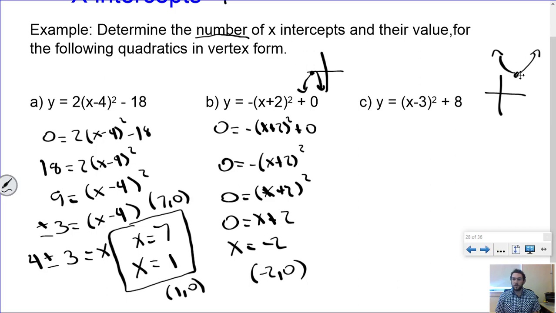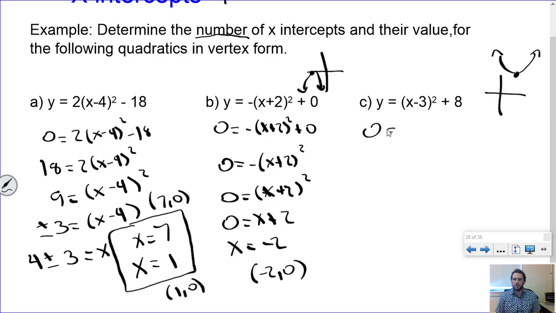Knowing that my vertex is already above my x-axis and that my quadratic is opening up means I don't have any x-intercepts. This quadratic will never pass through the x-axis. So why is that? Well, let's take a look at this algebraically again. So let's let y equal 0.